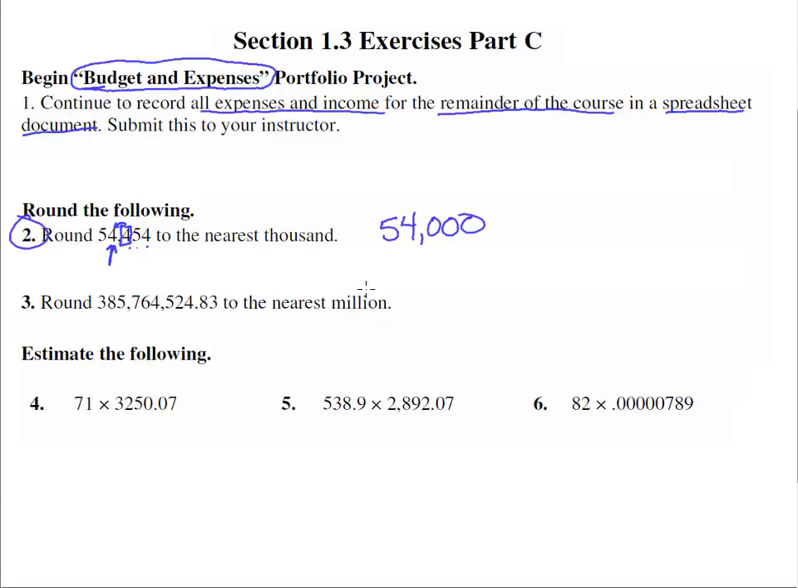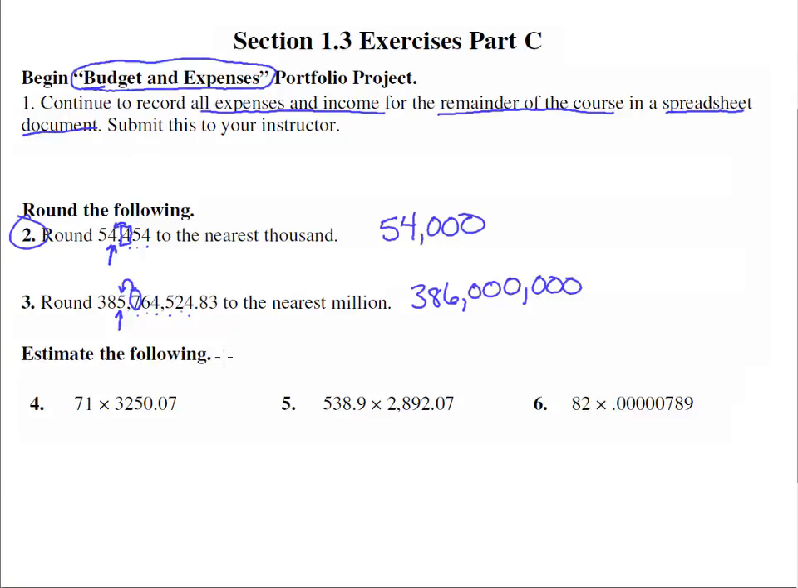Round 385,764,524.83 to the nearest million. Well, you notice when I said 385 million, it was that column right there, but let's double check. Ones, tens, hundreds, thousands, 10,000s, 100,000s, millions. So we need to round to the nearest million, so we look at the digit right there. Are we more than halfway to 386 million? Yes, we are, because the 7 is a 5 or larger. So that makes it 386 million. And now that is to the closest million.